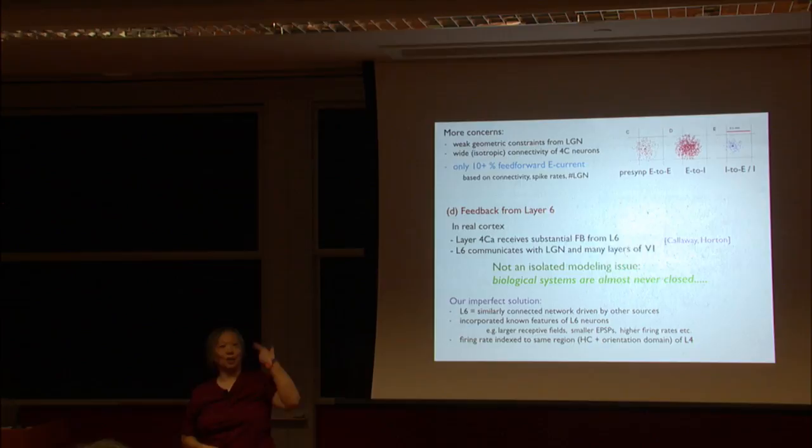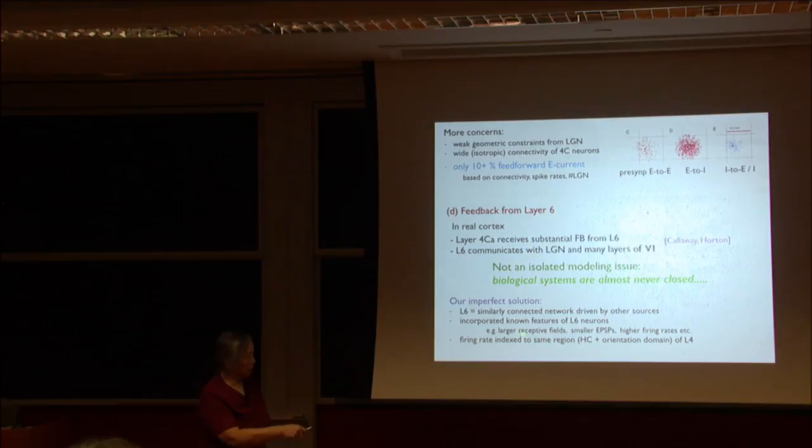So we took layer 6 to be a similarly connected network, but driven by both 4C and other sources. We incorporated features of the layer 6 neurons, in particular that they have bigger receptive fields, they have tiny spikes, and they fire more. So we try to build all these properties in.